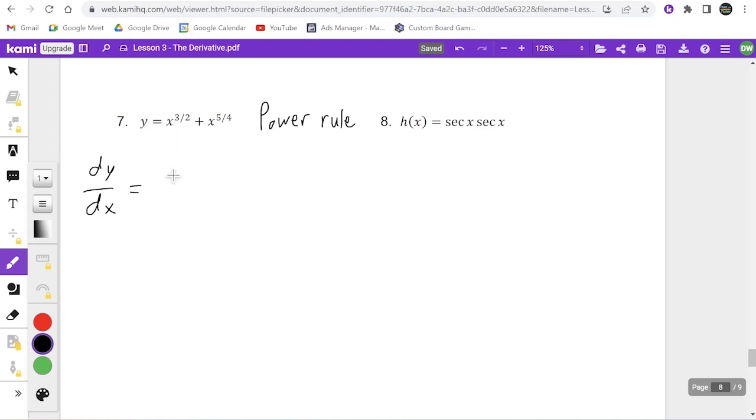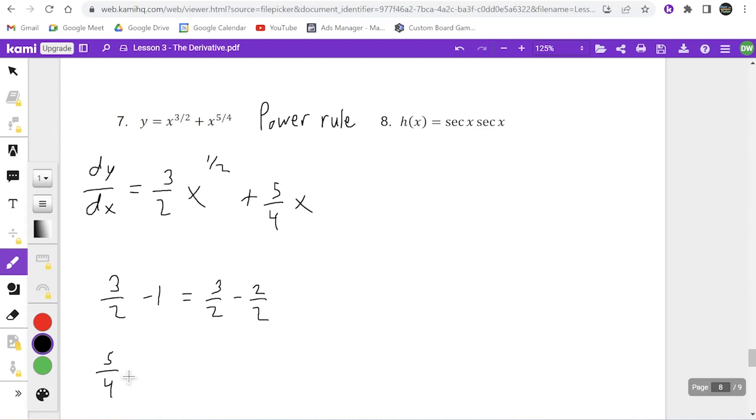So for x to the 3 halves, again, 3 halves is the exponent, pull it out in front, times x to the, what is 3 halves minus 1? Remember, 3 halves minus 1 is the same thing as minus 2 halves. So it's going to be x to the 1/2 power. That's the first part. Second part, x to the 5 fourths, is going to be plus 5 fourths x to the 5 fourths minus 1 power. That's 5 fourths minus 4 fourths, which is just 1/4 power.